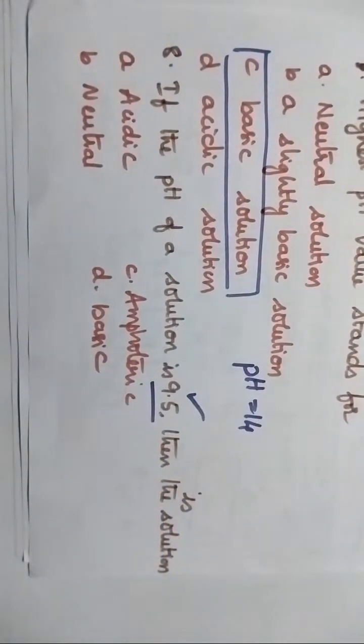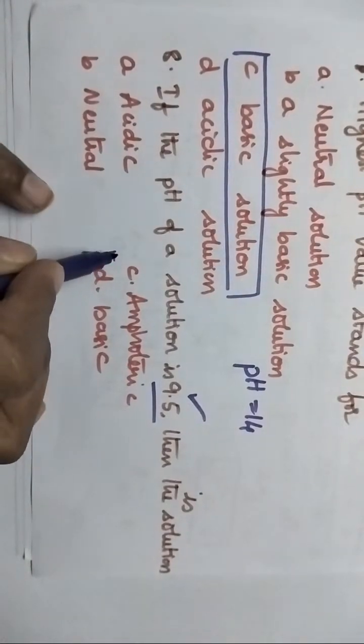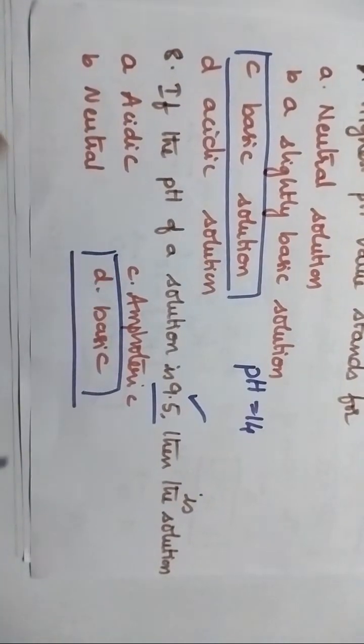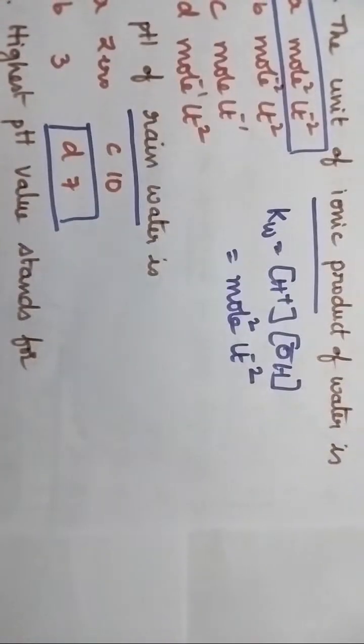So, here pH equal to 9.5. And now tell me, what is the nature of the solution? Priceless brains, very good. Banu, very good. Ramadurga, very good. Yes, it is the basic solution. So, option D is the right answer.